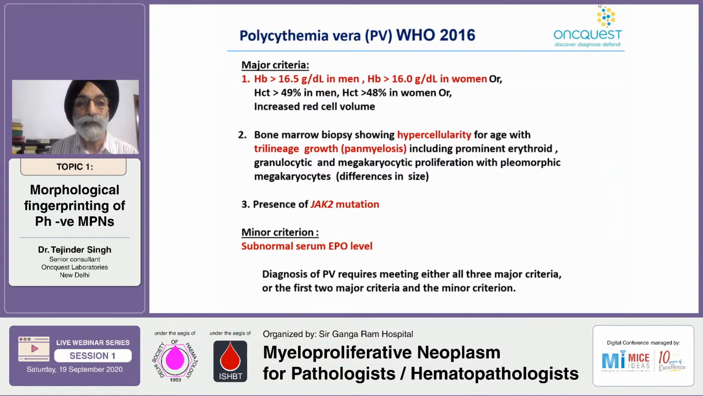The major criteria have now been reduced. The hemoglobin in men should be more than 16.5 and in women more than 16 grams, with 49 and 48 hematocrit. The typical feature is hypercellularity for age. There is panmyelosis, trilineage growth, that means myeloid, erythroid, and megakaryocytic. Though this is a disease of red cells, what we find is panmyelosis, and second is megakaryocytic proliferation showing pleomorphism. A mild degree of pleomorphism we will come across, and then JAK2 mutation, and of course subnormal EPO levels.